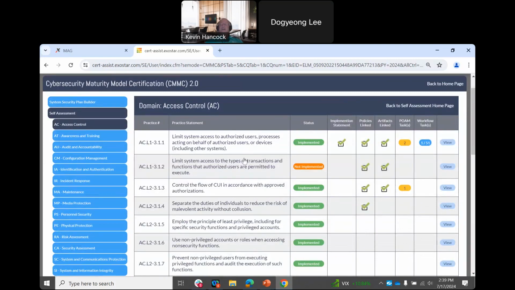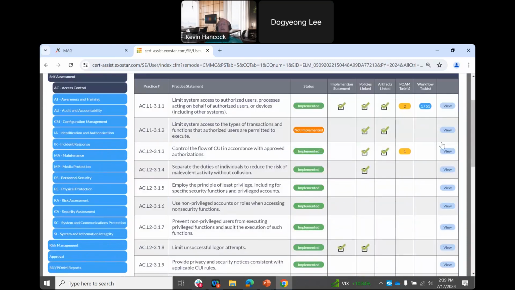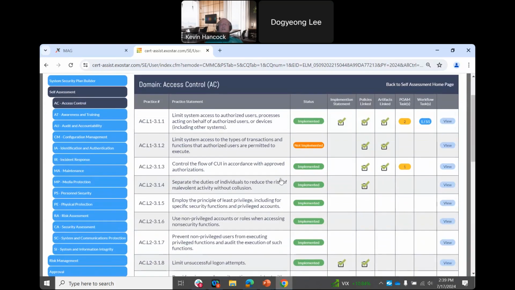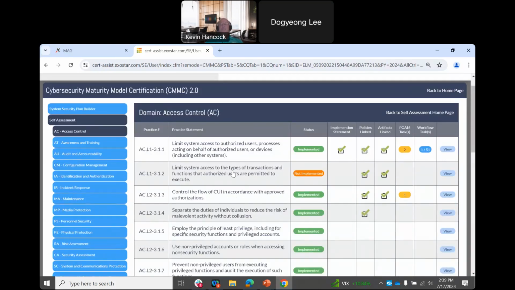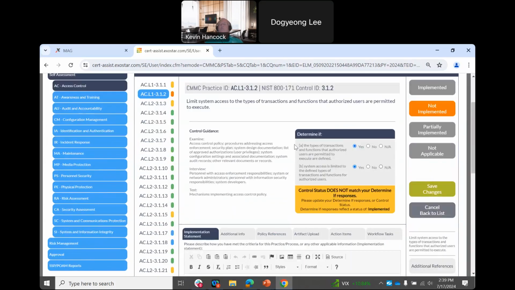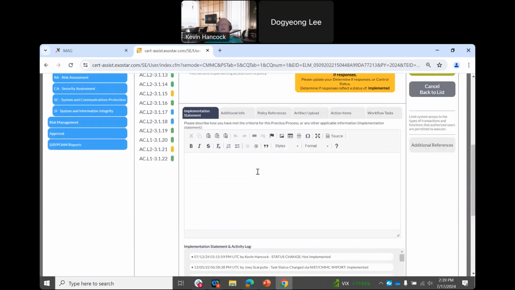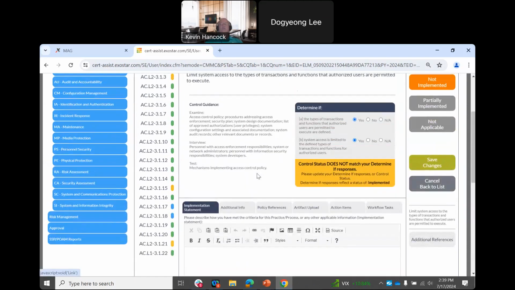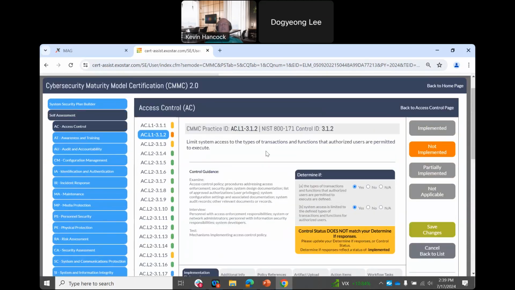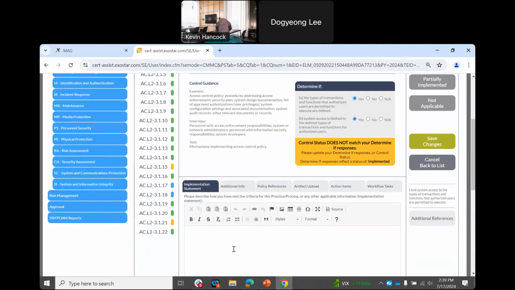right? If I've not implemented a particular control, I may have started to do some things about it. It's going to let me know when I've done those. If I want to start updating this, if I'm working on this as one of my POAMs, I'm going to click into the control. I'm going to walk through those determine if statements. Here in the implementation statement is where I'm going to either cut and paste, link to, or write out how I fulfill this particular control, right? This is limit system access. So how do I do that? What is my procedure for limiting system access?